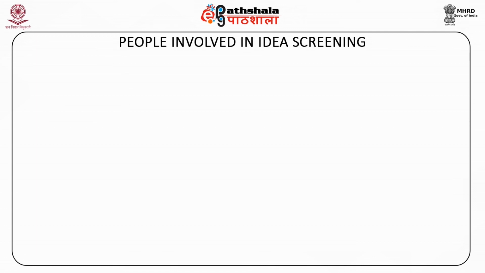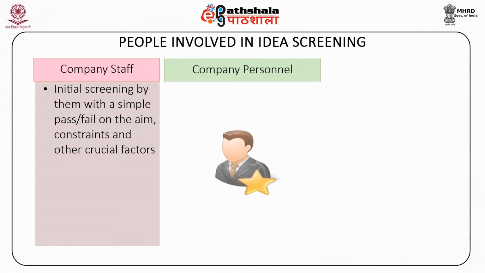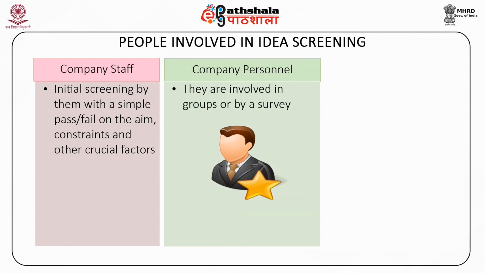People involved in idea screening. The initial screening is carried out by company staff with a simple pass-fail on the aim, constraints, and other crucial factors. Once product descriptions are written, it is important to involve the consumer or, in industrial and food service marketing, the customer. Company personnel are also involved, again in groups or by a survey. It is often useful to have individual people from different areas of the company score the product ideas. The final screening is of course done by top management at the end of the first stage, based on feasibility studies or the final product.